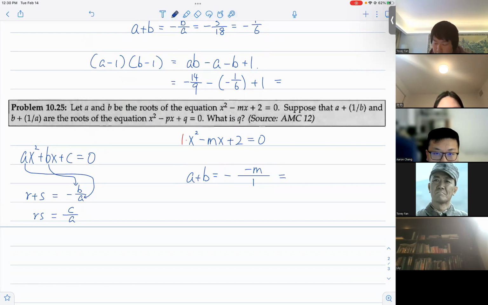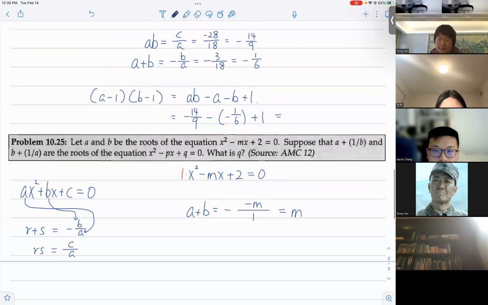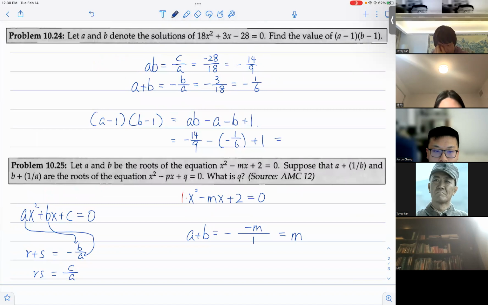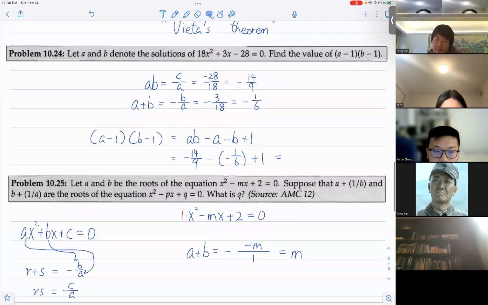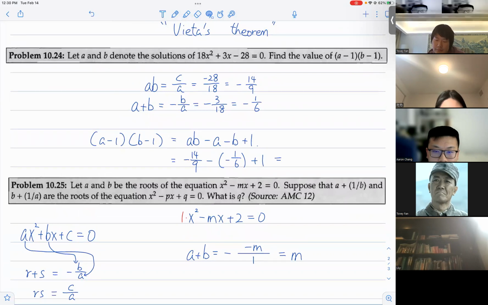I have a question. For the previous question, AB minus A minus B plus 1, how do we know which term corresponds to which term in the standard quadratic? Does AB correspond to A or the x squared? You mean here? It has to correspond, right? C is the constant term. In coefficient, so you plug it in.